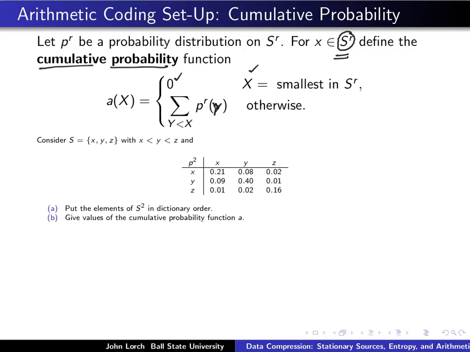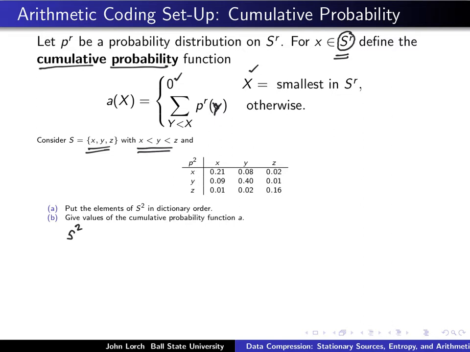Okay, so an example is definitely warranted here. Here we have an alphabet S consisting of X, Y, and Z with this order on S. And we have this probability distribution P2 on strings of length 2 over S. So we're going to do two things here. We're going to put the elements of S2 in dictionary order, and then we're also going to give the cumulative probability function, A.